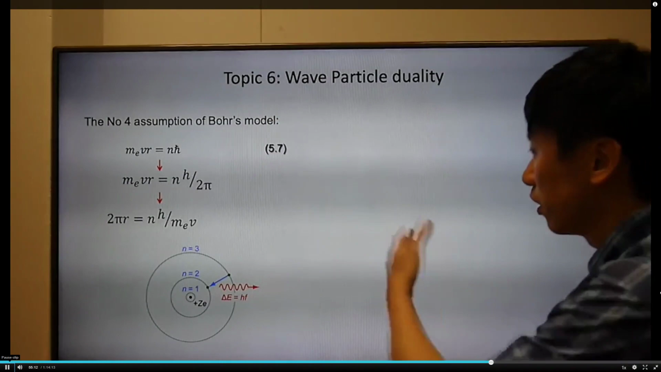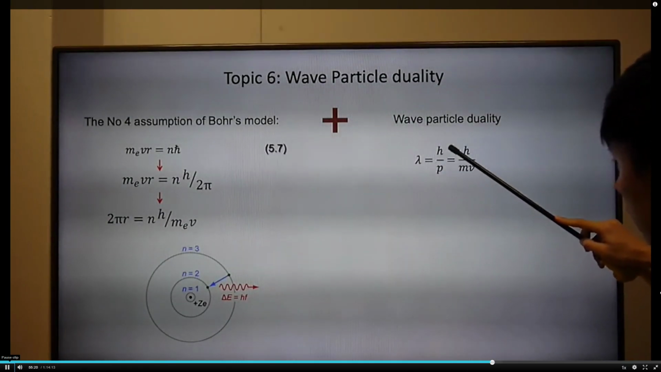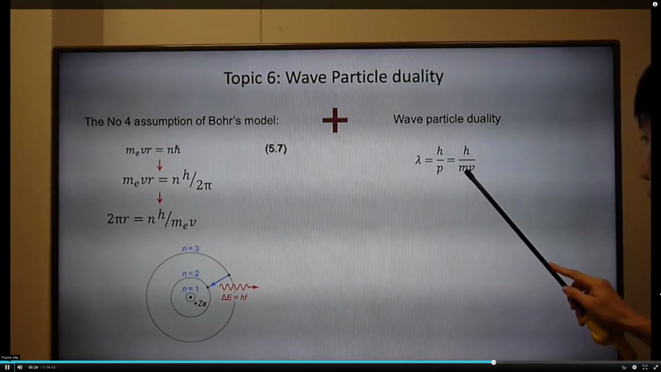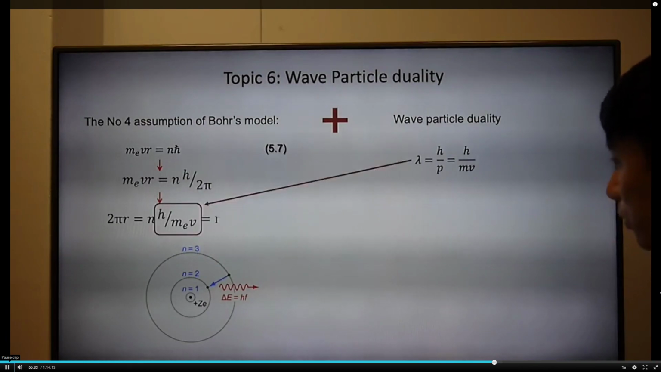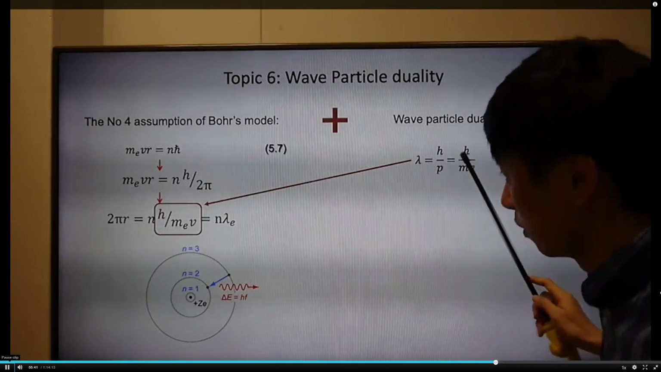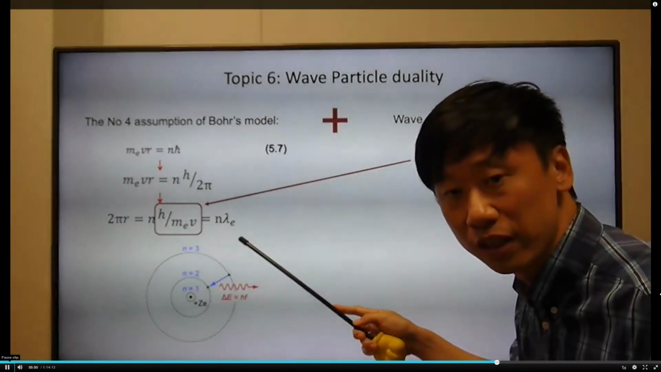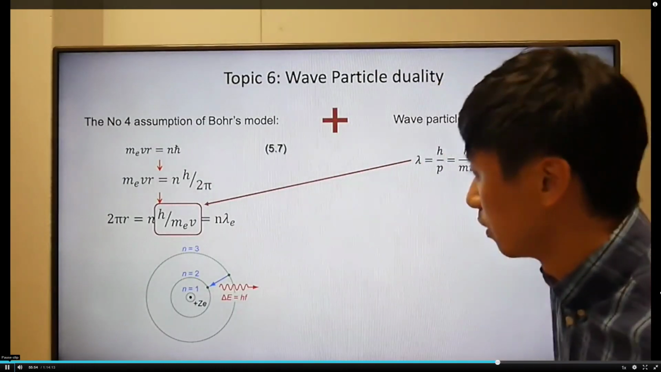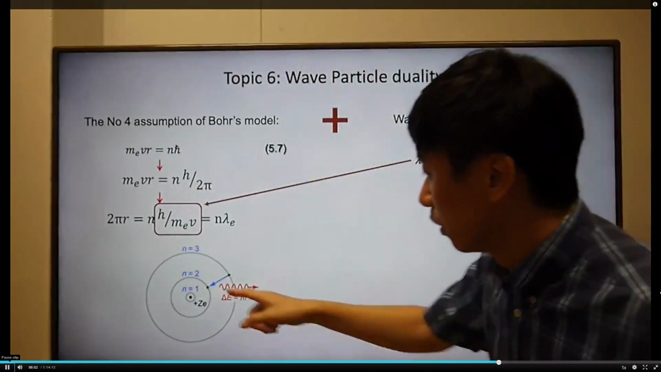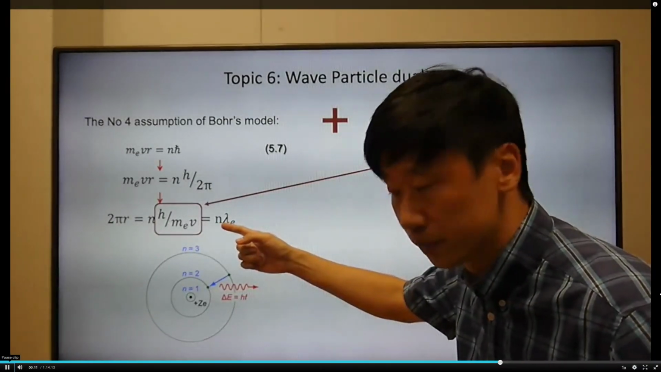Okay, then let's bring the wave-particle duality in right here. Here lambda is h over the momentum of the particle. What is the momentum of the particle? Which is mv. Now you can bring this term here, h over mv. Then 2 pi r equals n times lambda e, the wavelength of the electron. Okay, what is 2 pi r? 2 pi r is the circumference of the circle, right? So in this circumference, we can have an integer number of wavelengths of the electron.